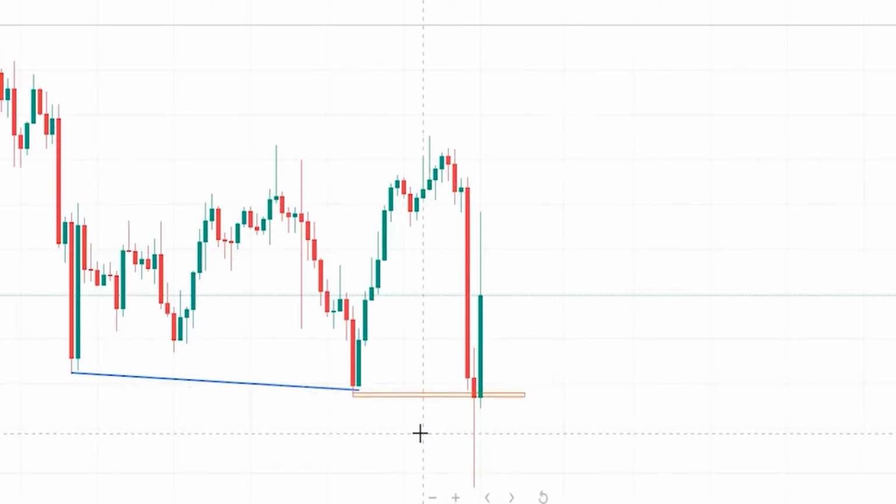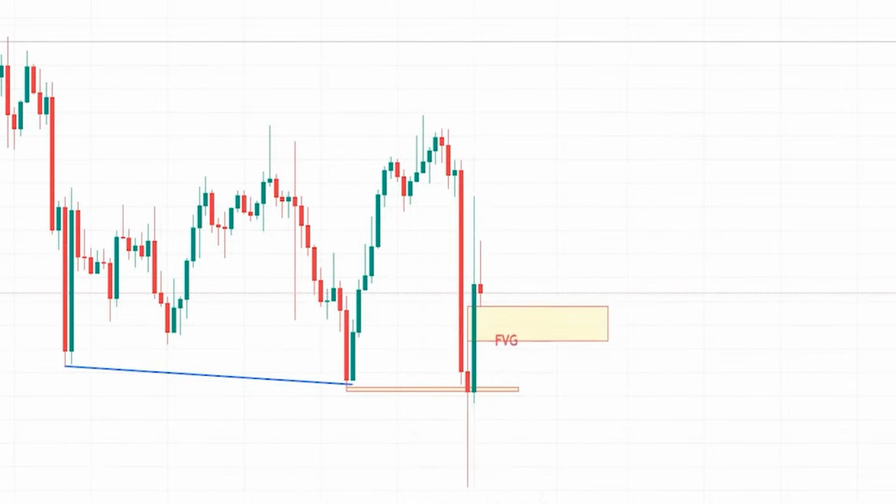Here's a real example on USD/JPY 1-hour chart. We see liquidity at the bottom, swept via a false breakout. On the same time frame, we mark the imbalance.